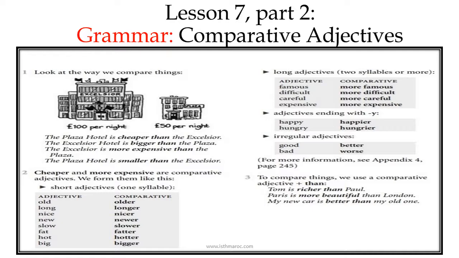Long adjectives, two syllables or more. Famous, more famous. Difficult, more difficult. Careful, more careful. Expensive, more expensive. Adjectives ending with Y: happy, happier; hungry, hungrier. So this is for the adjectives which end with Y. We remove Y and we add I and we add er. The last type of adjectives is irregular adjectives.